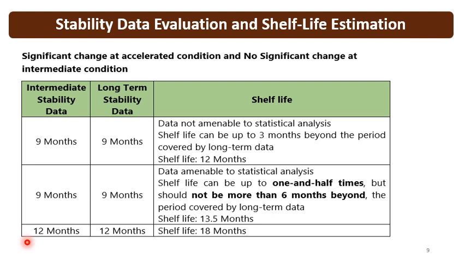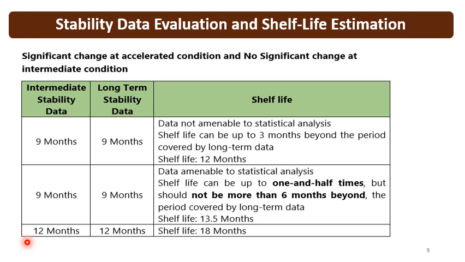Now if you have 9 months data, then you can extend it only by 3 months, and it will become 9 plus 3, that is 12 months. If you have 9 months data but the data is amenable to statistical analysis, that means the data does not have any variation and you can take it for statistical analysis, then shelf life can be up to 1.5 times but should not be more than 6 months beyond the period covered by the long term data.